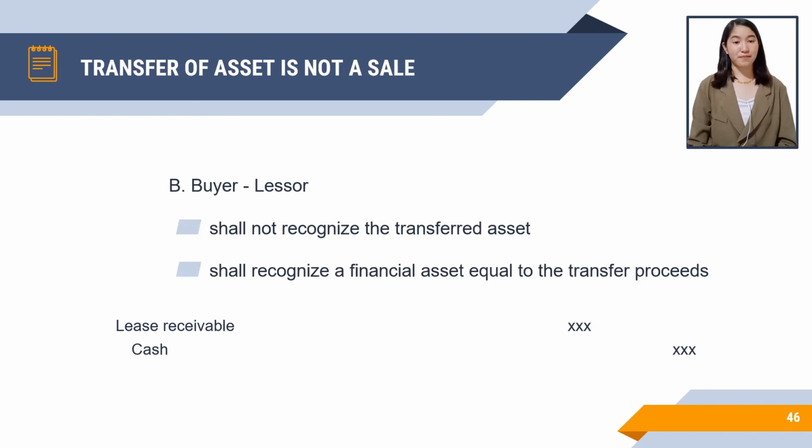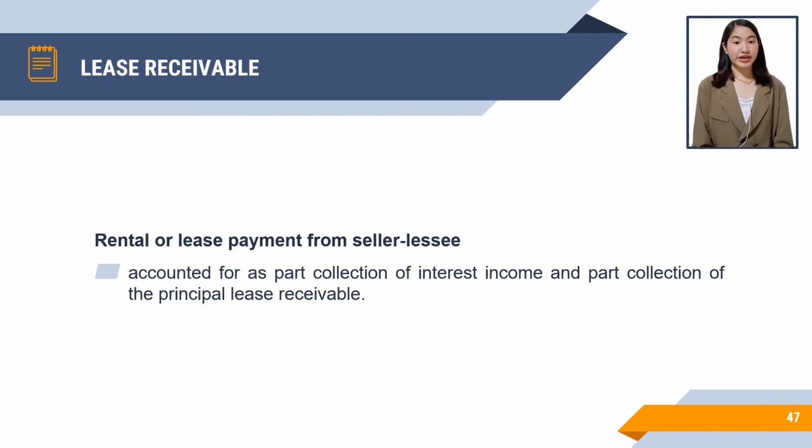For the side of the buyer lessor naman, dapat daw hindi i-recognize ni buyer lessor yung transferred asset. Kasi nga hindi naman siya sale. Then, pero, on the other hand, dapat i-recognize niya yung financial asset, which is equal to the transfer proceeds. So, for the buyer lessor, the entry would be debit lease receivable, then credit cash. For the recognition of rental or lease payment from seller lessee, i-account to as partly collection ng interest income and partly collection ng principal ng lease receivable, just like the usual.